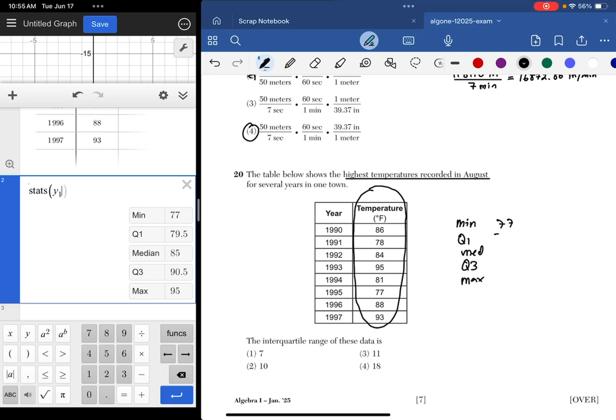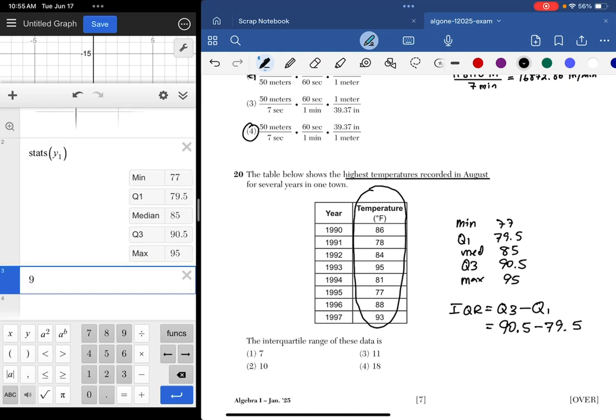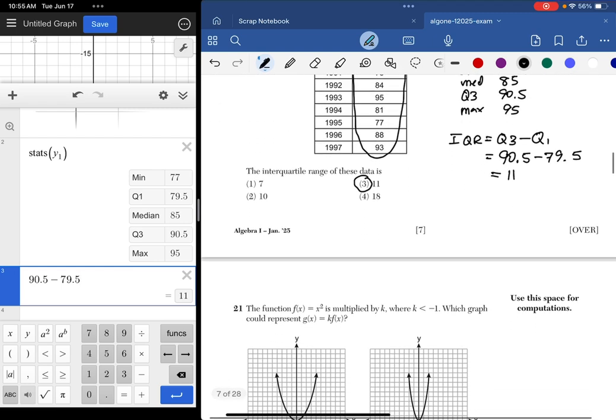So 77, 79.5, 85, 90.5, and 95. Your IQR is your Q3 value minus your Q1, which is 90.5 minus 79.5. And if you want to throw that in the calculator just to play it safe, we get an 11, and that's my interquartile range. Yeah, so a couple of unnecessary steps, but we made it through.